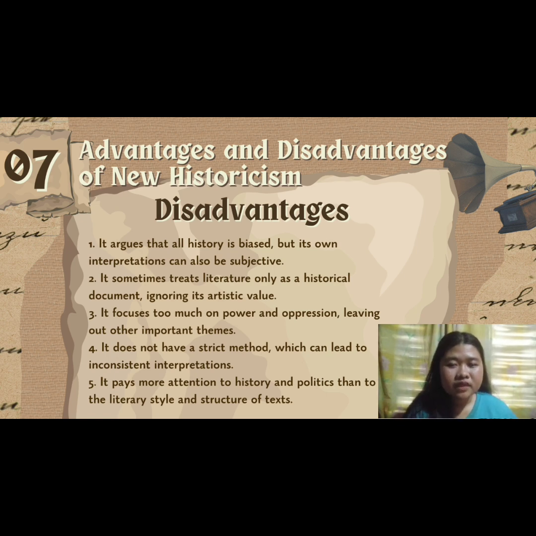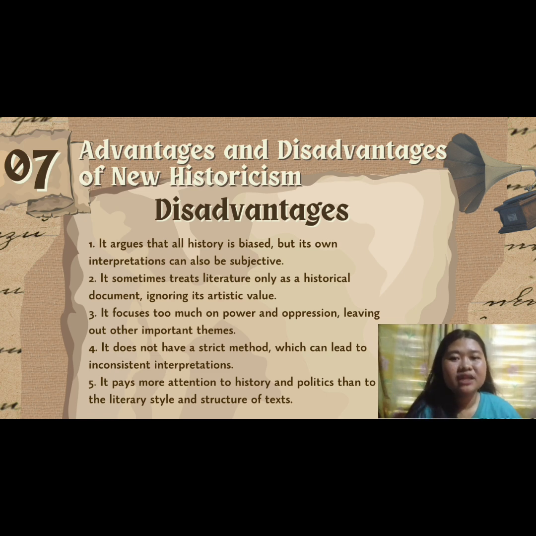Number 3, it focuses too much on power and oppression, leaving out other important themes. New historicism often looks for struggles between powerful and powerless groups in stories. While this is important, it may ignore other themes like love, friendship, personal growth, or morality.